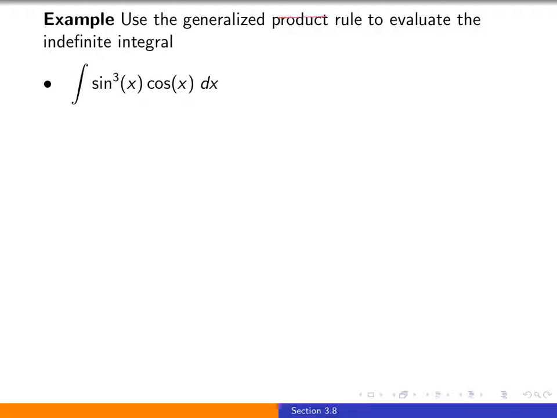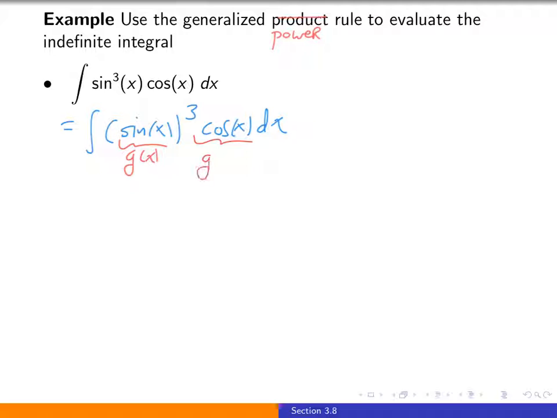Once again, let's use the generalized power rule to evaluate the following indefinite integral. The first thing I'm going to do is rewrite slightly. I'm going to write this as an integral of sine x quantity cubed times cosine x. And I think this makes it a bit more clear. You see this function g of x, which would be the sine, this inside type function which is being raised to a power. And outside of that function being raised to a power is, guess what? Its derivative. The derivative of sine is cosine.